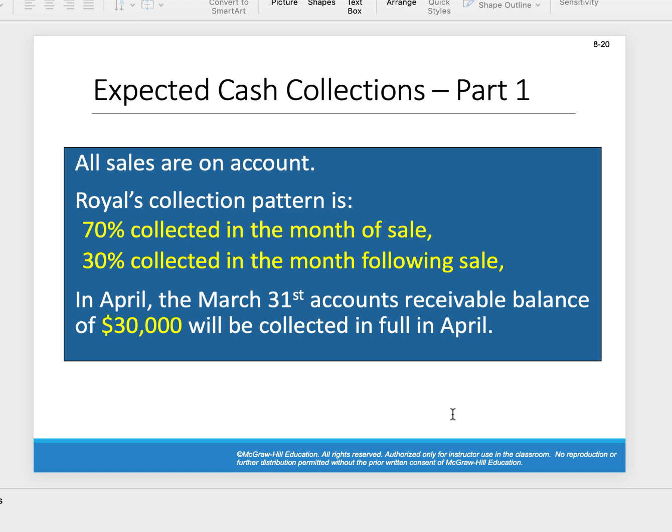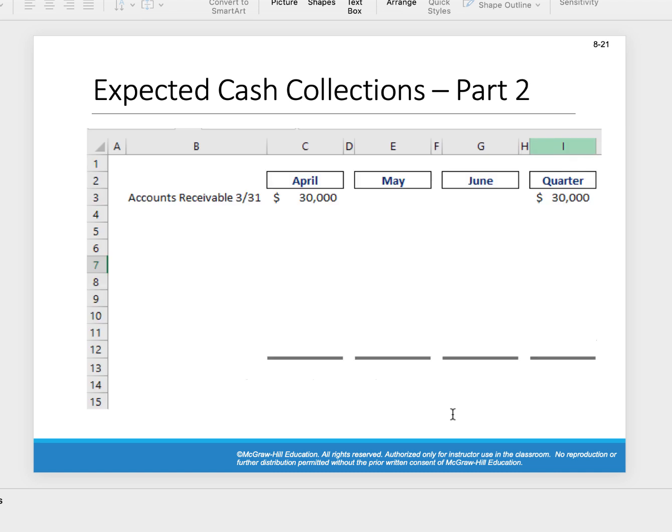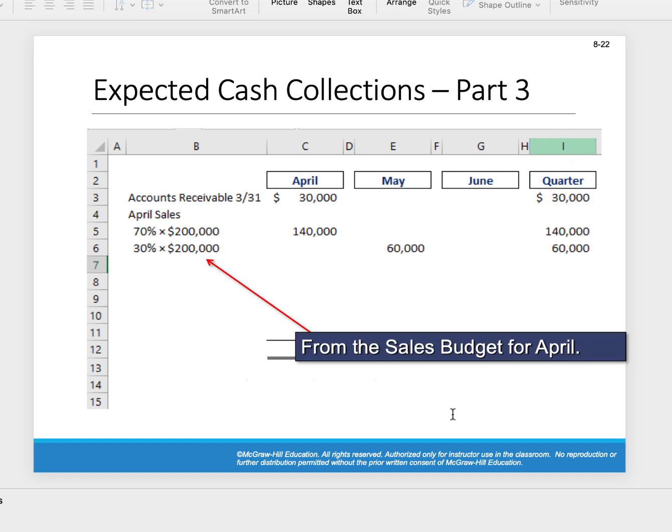So they tell us that the March 31st accounts receivable balance is $30,000. That means, thinking back, in March we had some number of sales. 70% of March's sales were collected in March. 30% of March's sales were not collected in March. They're going to be collected in April. So in April, we're going to collect 30% of March's sales, which ends up being $30,000. So here's what we do. Let's look at it here.